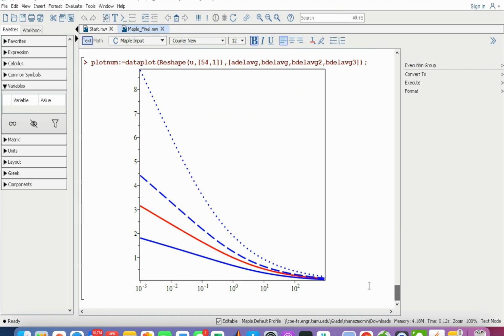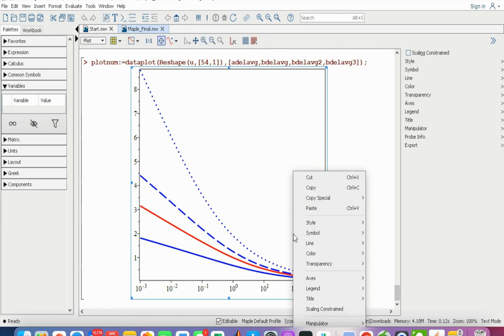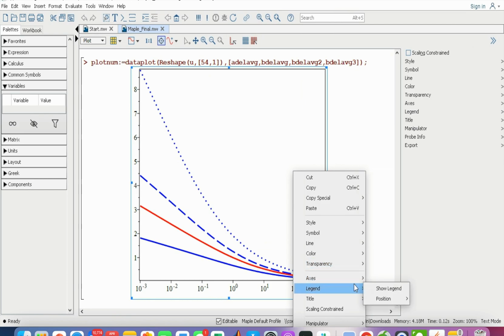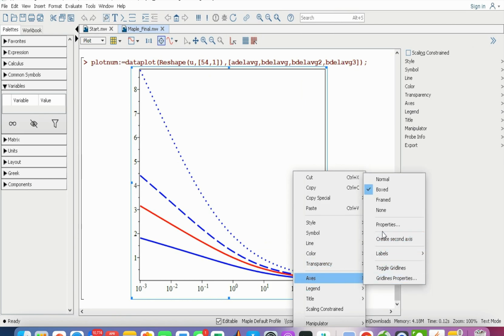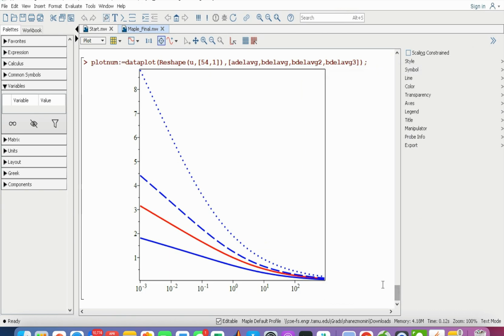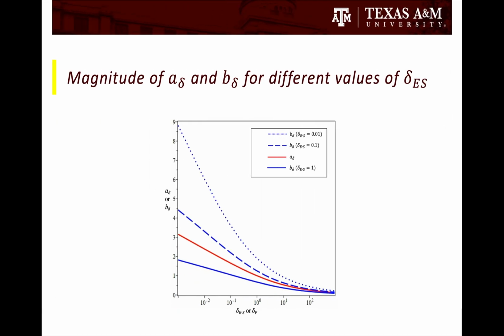Over here, you can see our plot. If you right-click on the plot, you can change the axis to a log scale. As seen in the graph, this is an exact replica as depicted in the paper.